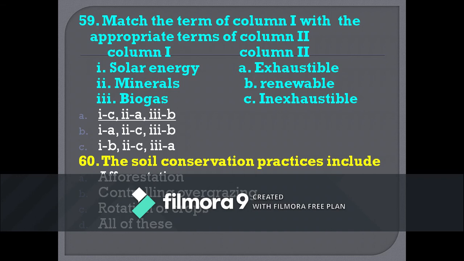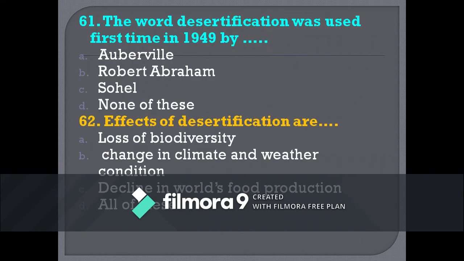Question number 60. The soil conservation practices include. So what are the practices which are involved in soil conservation? The options given here: afforestation, controlling overgrazing, rotation of crops. So all of these will help in soil conservation. Therefore, D, all of these, is the right answer. Question number 61. The word desertification was used first time in 1949 by, 4 options are there: Auberville, Robert Abraham, Sohail, none of these. So the right answer is Auberville, the scientist who used this word first time.